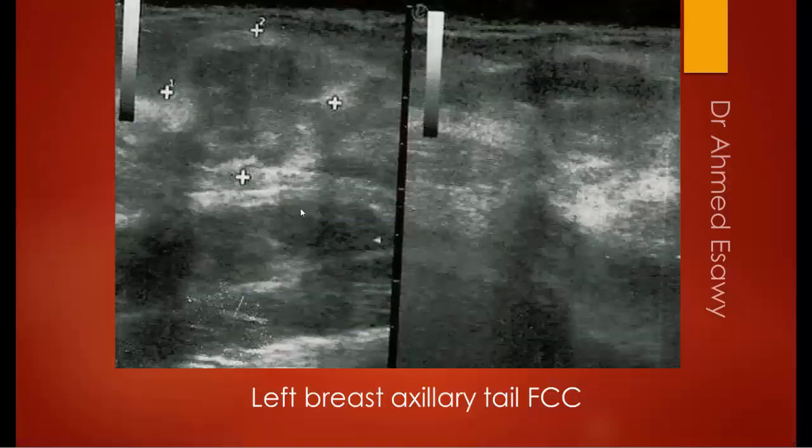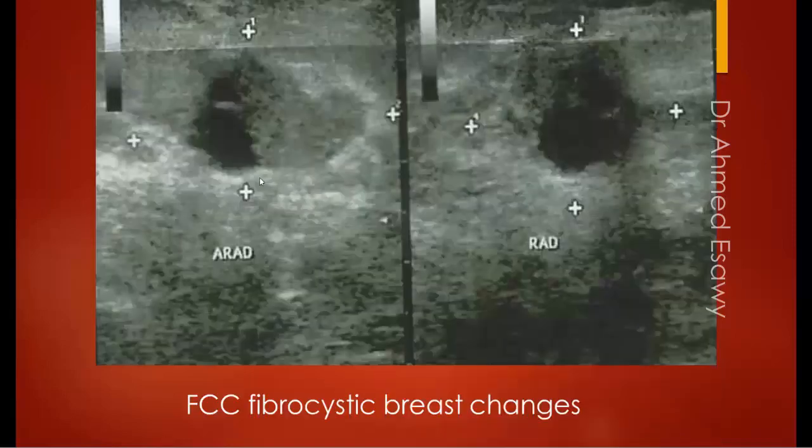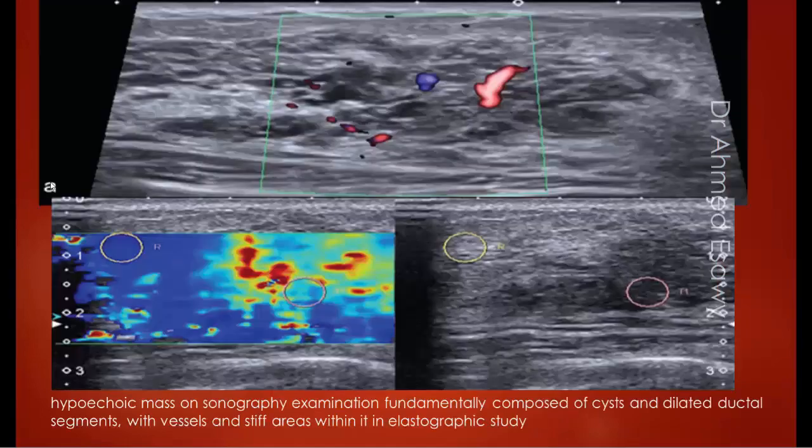Left breast axillary tail fibrocystic change presents as a hypo- to isoechoic area, irregular, lumpy, and this may be scored as BI-RADS 4. Fibrocystic change cyst. Fibrocystic change breast seen, complex cyst, maybe complicated, hypoechoic mass.